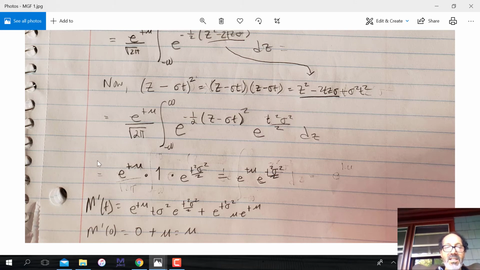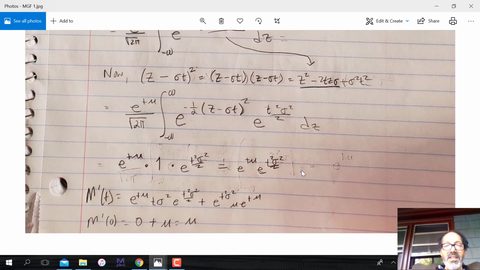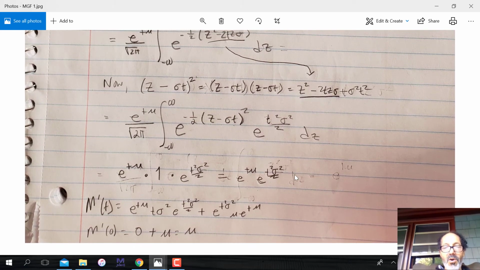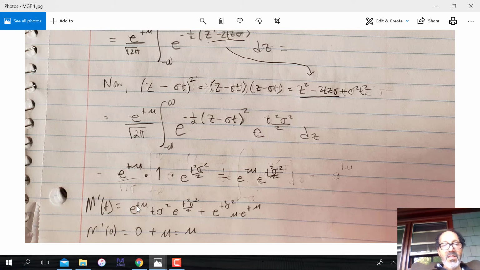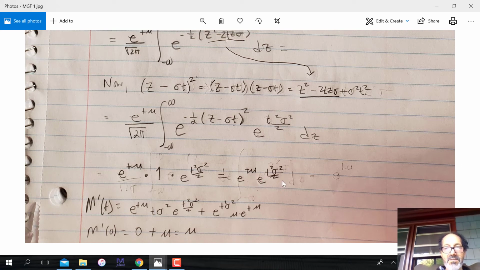So this is the answer. This is the answer, right? The answer to our moment generating function. That's it. Now, what we want to do is we want to find the mean. The mean is going to be the first derivative at t equals 0. So we need to take the first derivative of this moment generating function.